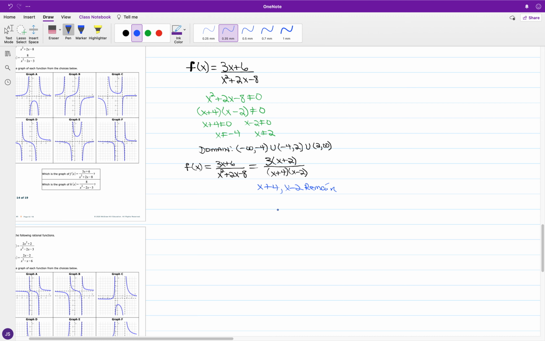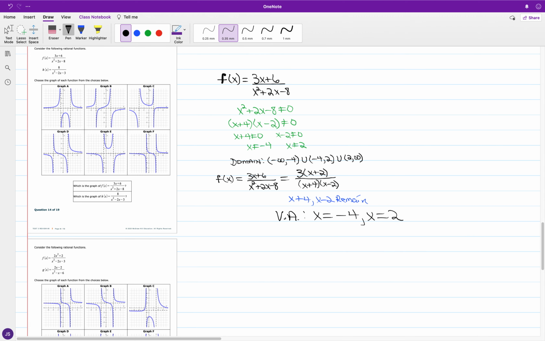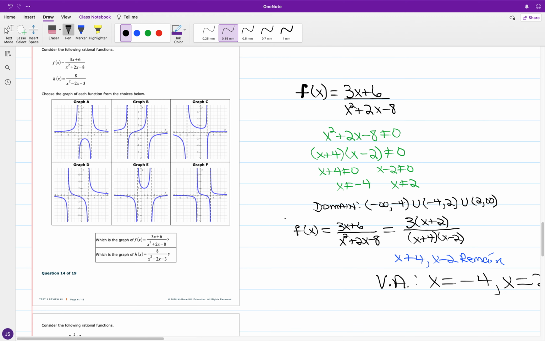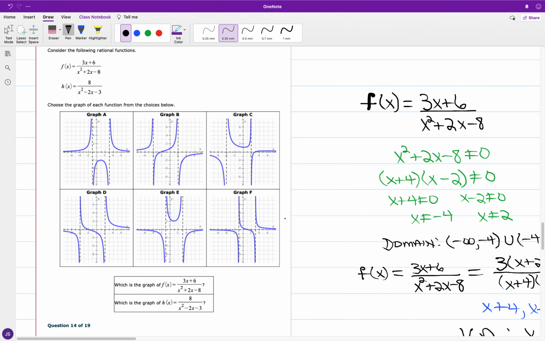And so what's going to happen here is that we're going to have vertical asymptotes at x equal to negative 4 and x equal to 2, just looking at a process of elimination. So you've got two vertical asymptotes: x equal to negative 4 and x equal to 2.